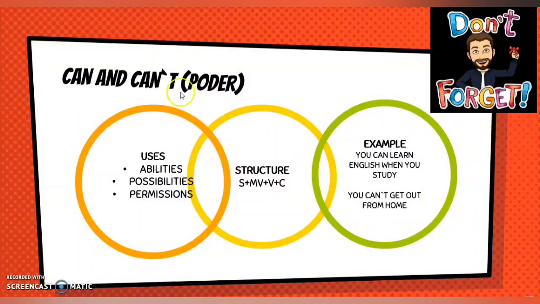Now, can and can't. Remember that is poder. The uses: abilities, habilidades, possibilities, posibilidades, and permissions, permisos. The structure again is subject, modal verb, verb, and complement. For example, you can learn English when you study. Ustedes pueden aprender inglés cuando estudien. You can't get out from home. Ustedes no pueden salir de casa.